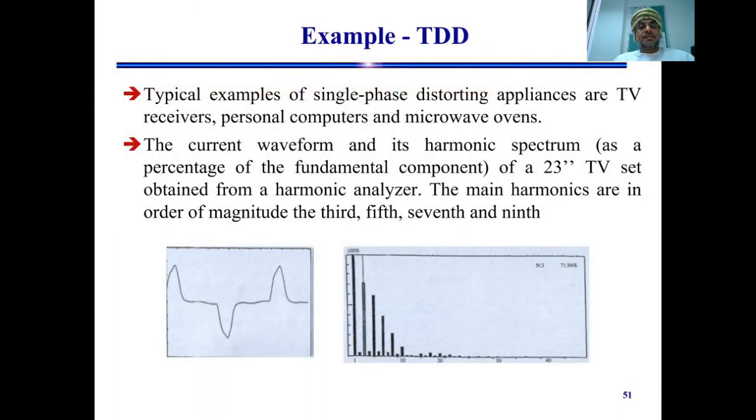A typical example of single phase distorting appliances are TV receivers, personal computers, and microwaves. Of course, those are all single phase, and this is how the current will look. Now if we take the Fourier analysis, this will be the result. The main harmonics will be the third, the fifth, and the seventh.